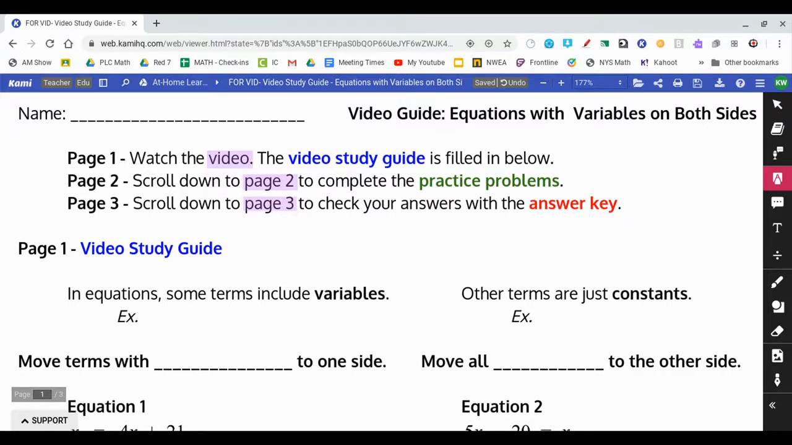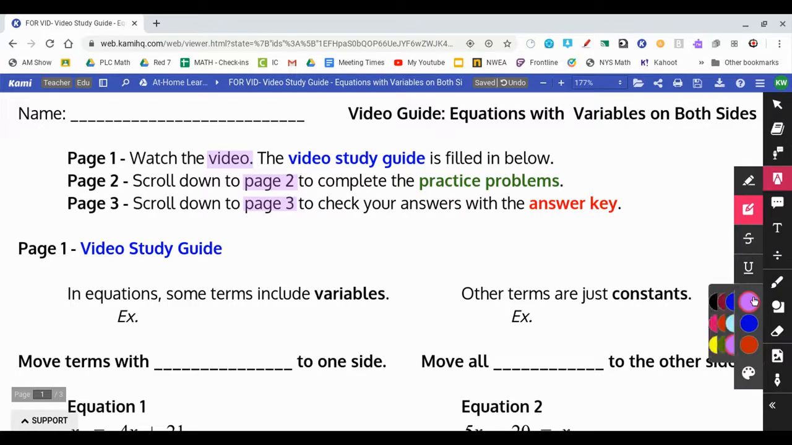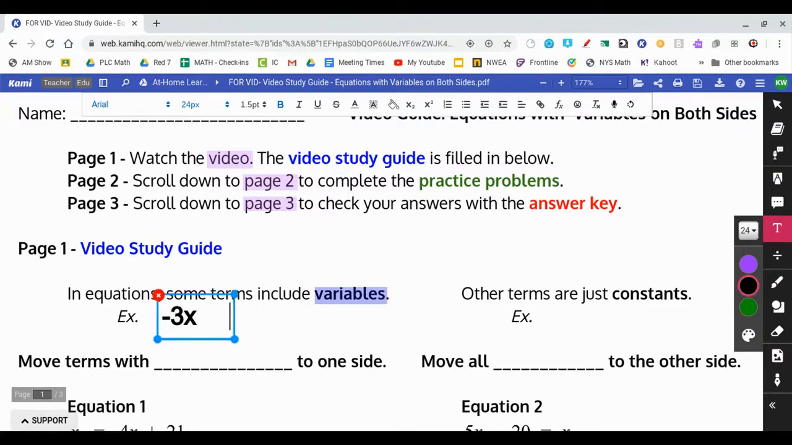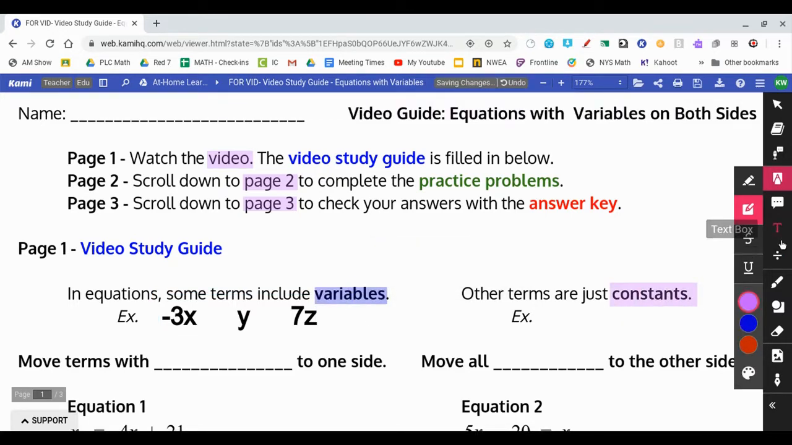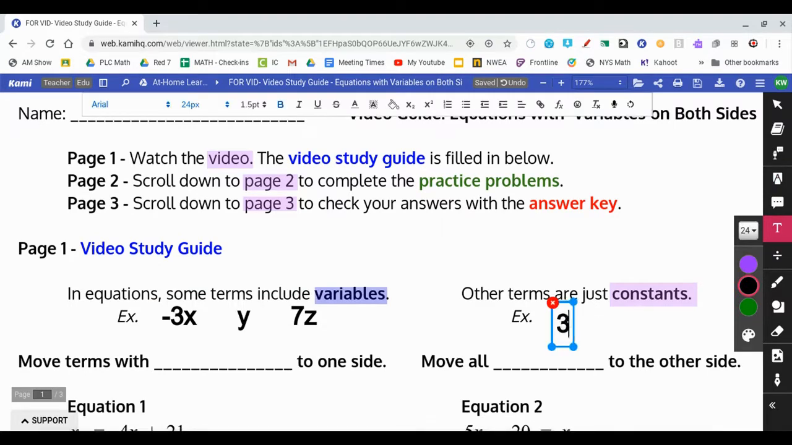Before we dive into solving these equations, let's just make sure we remember these vocabulary words. So in equations, some terms include variables. And a variable is a letter or a symbol that represents an unknown. So the terms -3x or y or 7z, these are all terms that include variables because there's a letter. Now, other terms are just constants. Constants are numbers that do not have any variables attached to them. So 3 or -4 or 72. And they don't just have to be integers, they could be rational numbers too, like 7.2.